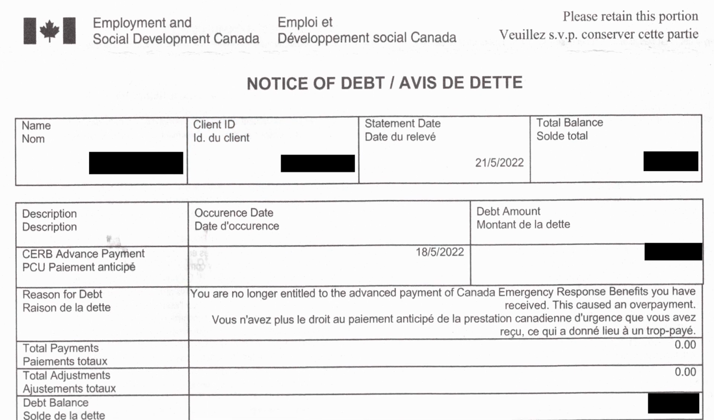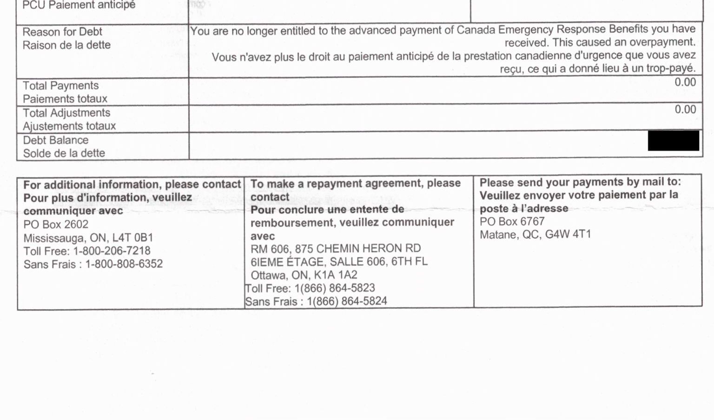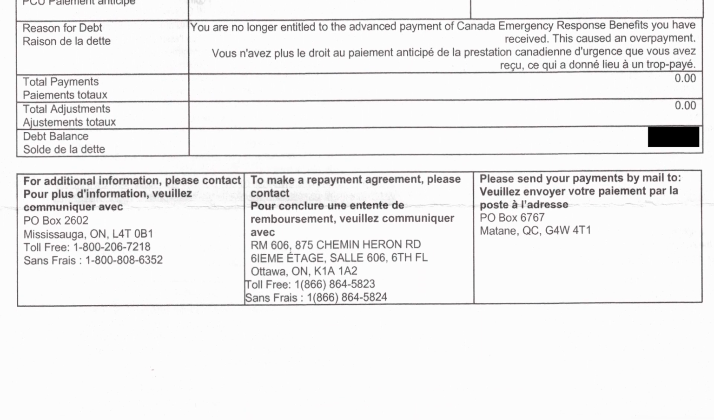Down below are very important phone numbers to call. Everybody's phone number is going to be different depending on where they live. I live in Mississauga, Ontario, so these are phone numbers that work for people that live in the Mississauga area. So the first thing I'm going to do is call this 1-800 number for additional information.